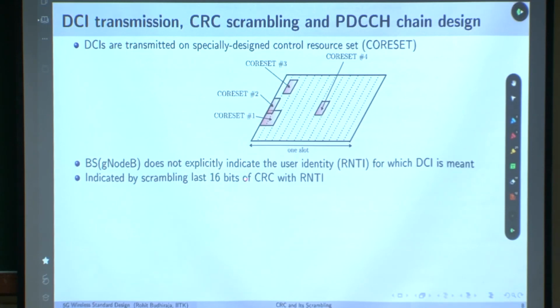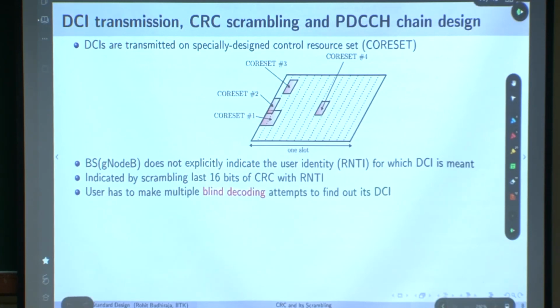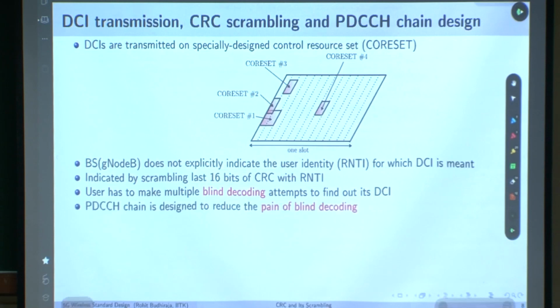It is indicated by scrambling the last 16 bits of the CRC with the RNTI. The user has to make multiple blind decoding attempts to find out its DCI. That's the idea, and that's what we are going to see. The PDCCH chain is designed to reduce the pain of blind decoding. It's an extra overhead, correct?